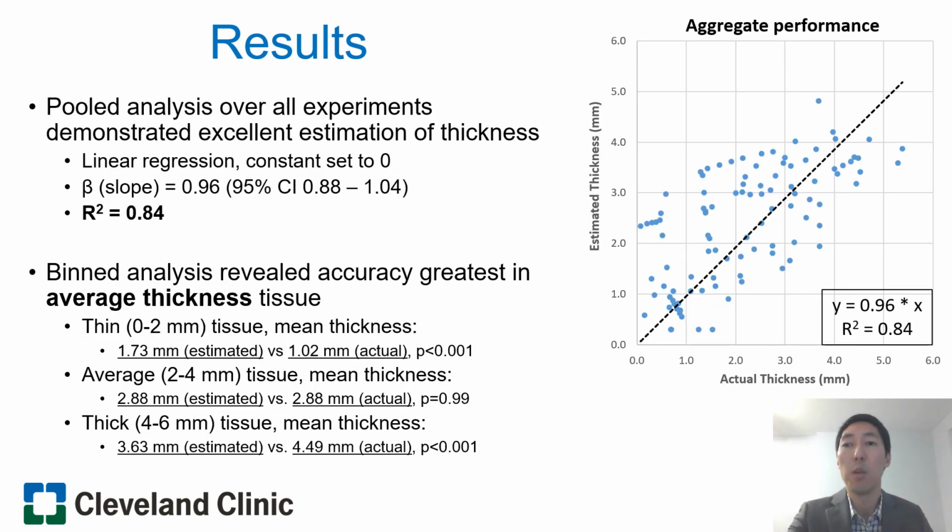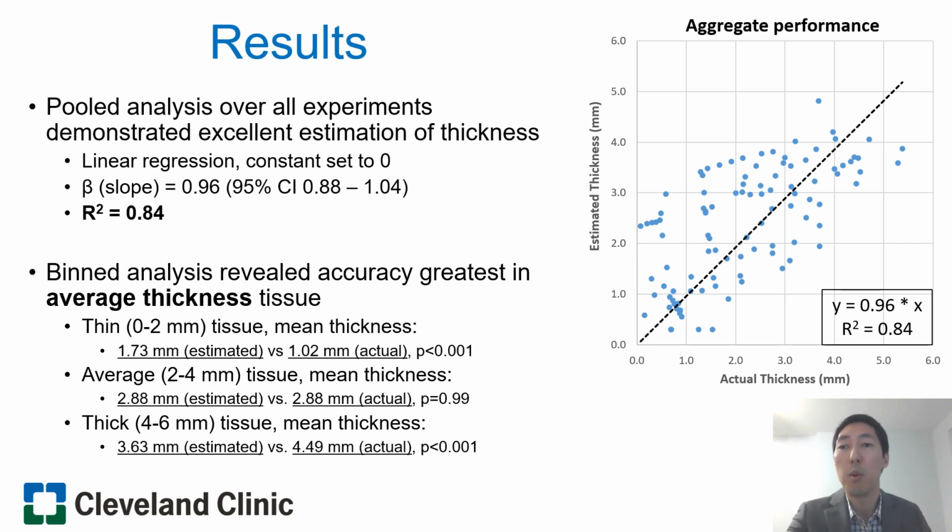To assess the overall performance, we pooled the data across all the experiments and displayed them on a scatter plot, correlating the estimated and actual thickness for each point. Using linear regression analysis, with the constant artificially set to 0, the slope of the line was 0.96, which was not significantly different from 1. The R-squared constant was 0.84, with a value of 1 representing perfect correlation between the 2 methods.